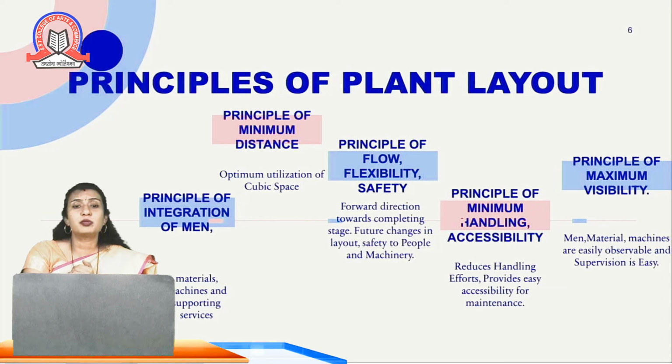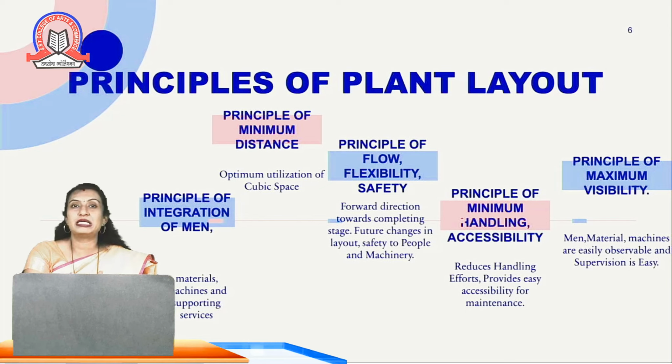Then the fourth principle is the principle of minimum handling and accessibility. If the plant layout is according to the product, then what will happen is the machines will work in a continuous format, and then there will be limited handling. And the last principle is the principle of maximum visibility.